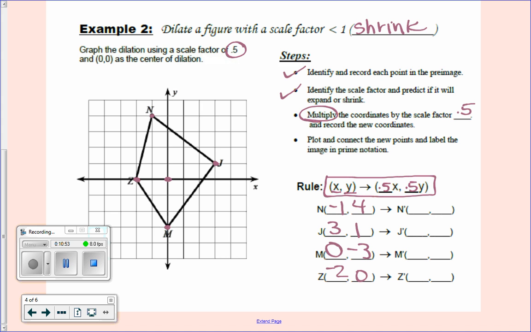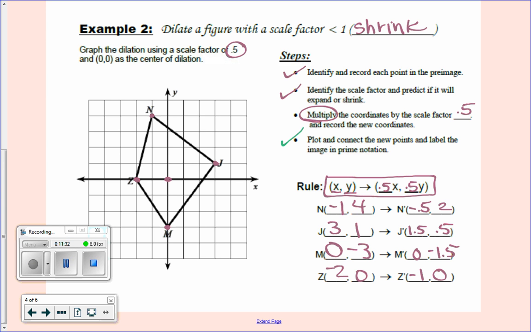Okay? So N prime is now -0.5, 2. Are we good with that? J prime is now 1.5, 0.5. Good. And then M prime, 0, -1.5. Good. And now Z prime, -1, 0, right? We're good? All right, so now we're going to go ahead and plot and connect the new points.